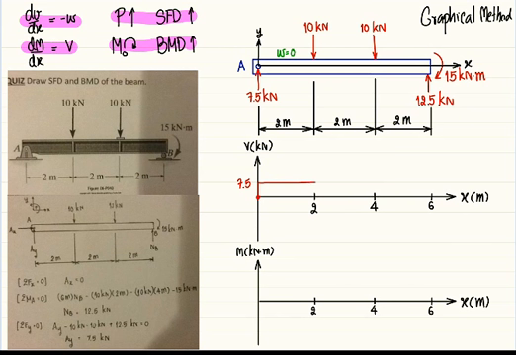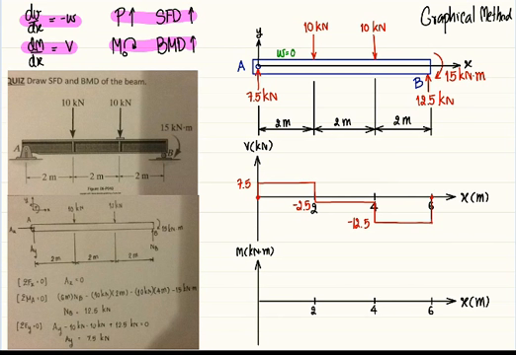And then due to 10 kilonewton, the shear force diagram will decrease by 10. So the value is 2.5. And due to W 0, you can draw this line. And from the point force 10, it decreases more by 10. So this value changes to minus 12.5. And due to W 0, you can draw this line, and you can see that at B, that is 12.5, so the graph will return to 0.